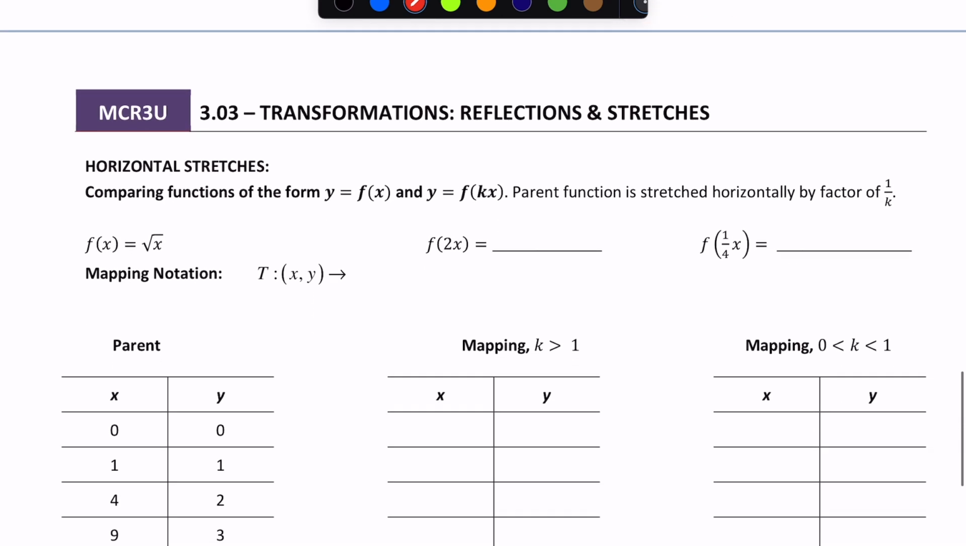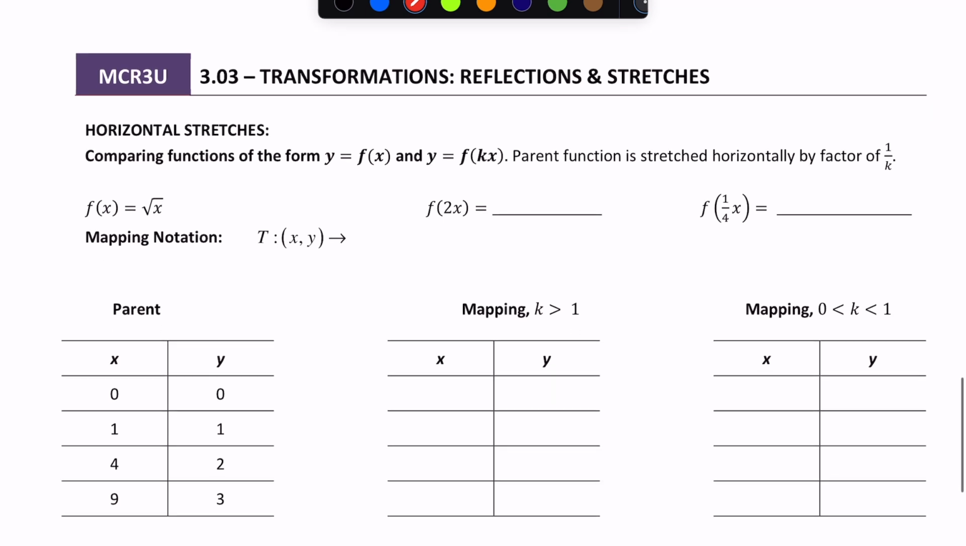Okay, next, let's look at the horizontal stretches. So if we compare the original function y is equal to f of x, and y is equal to f of k of x, now the stretch is inside the function. The parent function is stretched horizontally by a factor of 1 over k. So it's important to recognize that it's stretched horizontally by a factor of 1 over k, not just the k value itself. That's different than the vertical stretches, where you just multiply by a factor of a.